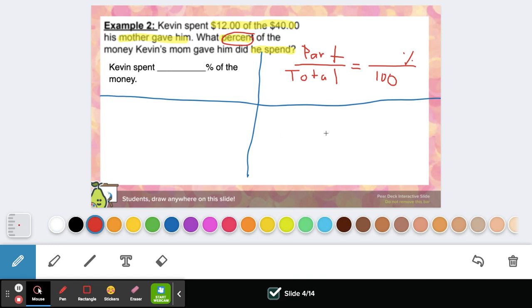I'm going to use this spot right here to do any simplifying. So I know I need to set up a fraction. If I know I have a part, which one of these is my part? Kevin spent $12 of the 40 his mom gave him. So from what I'm understanding, the 12 is my part. So I'm going to write my 12 up here. And then the 40 is my total. I'm going to write T right here for total. So I'm going to write 40 right here. Now from here, I'm going to simplify.